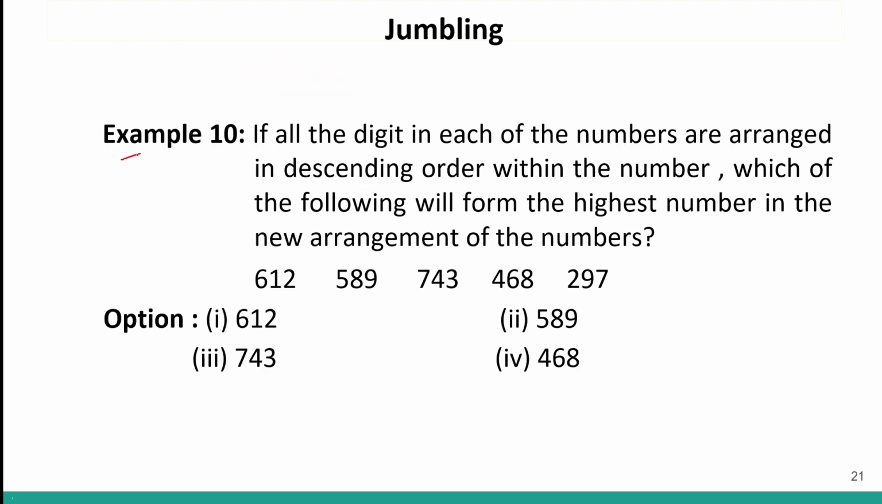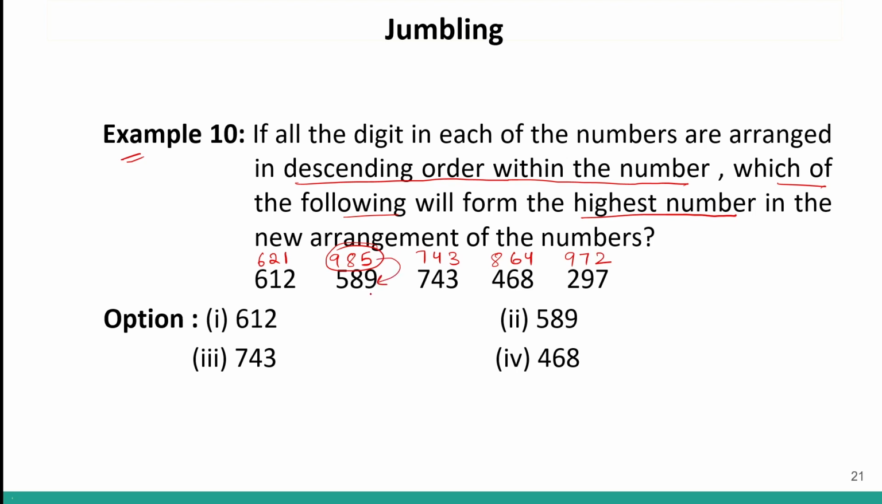Now, example 10. If all the digits in each of the numbers are arranged in descending order within the number. So, descending order within the number. Okay, so let's do that. Descending order within the number, this will be 621. This will be 985. This will be 743. This will be 864. And this will be 972. We have to find out which of the following will form the highest number in the new arrangement. So the highest number will be this. Out of all these 5, the highest number will be 985.